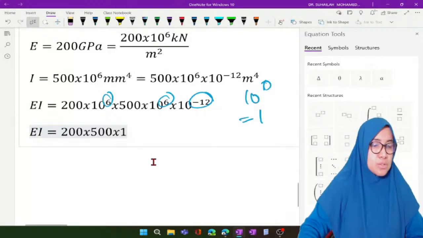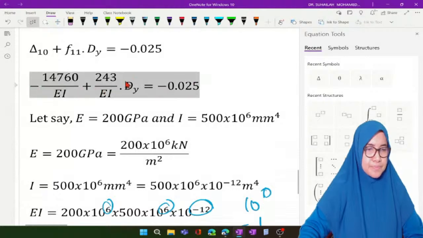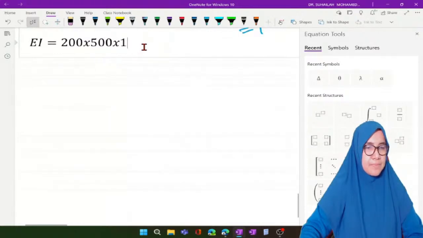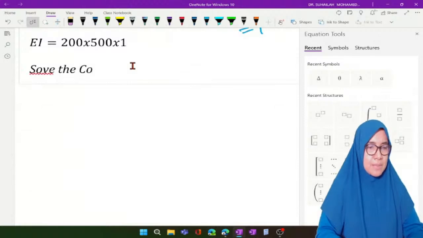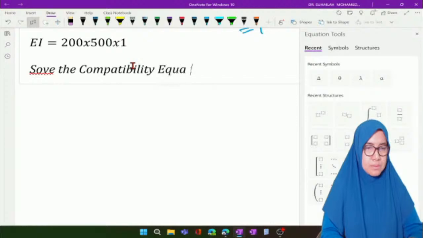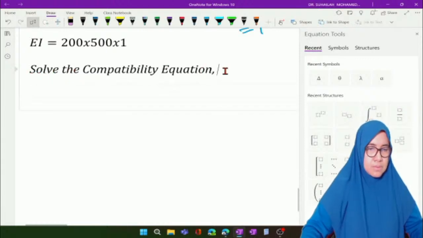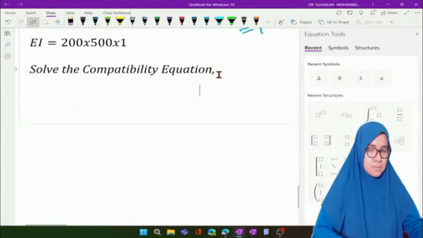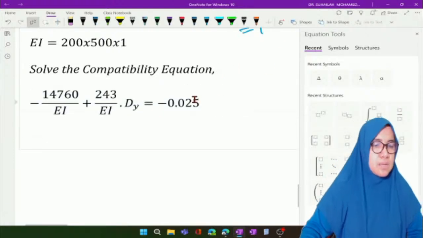Okay, so what we need to do now is to solve this. Okay, we will solve this. Solve the compatibility equation. Okay, solve. Okay, we have this. This is the compatibility equation.